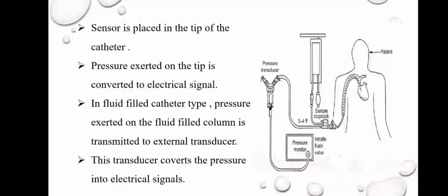In the fluid filled catheter type, the hollow catheter is filled with fluid. Pressure exerted on the fluid filled column is transmitted to an external transducer. This transducer converts the pressure into electrical signals.